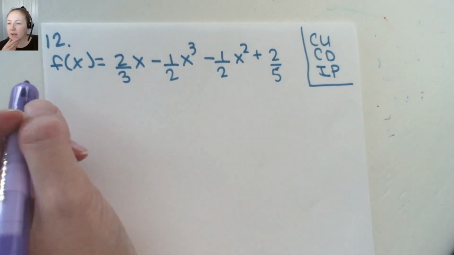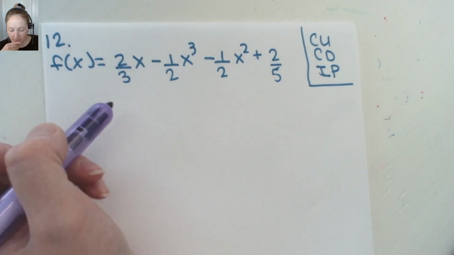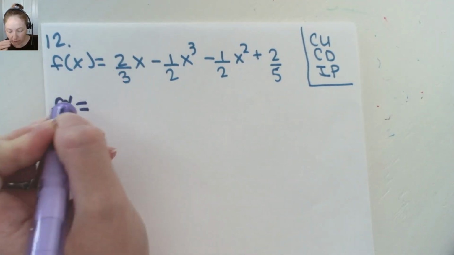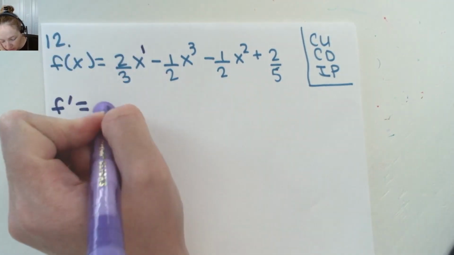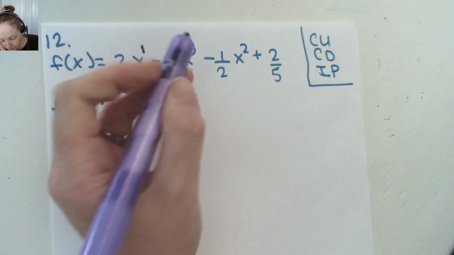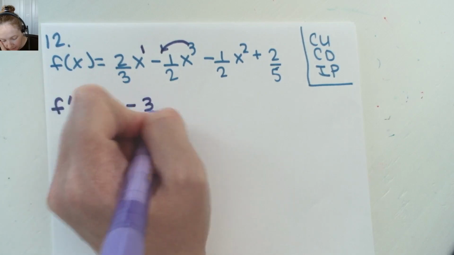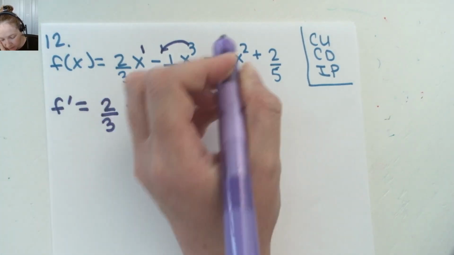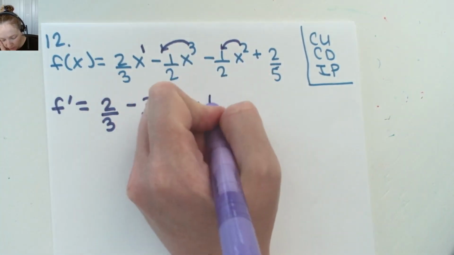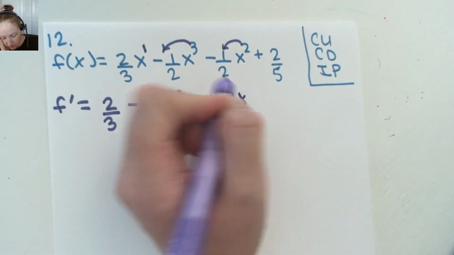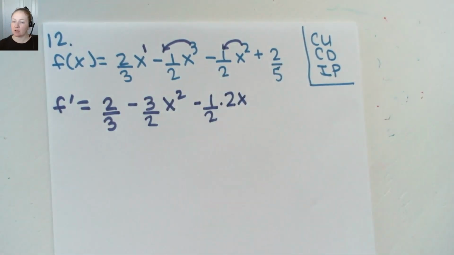Okay, so here looking at concave up, concave down, and inflection points. So we first take our first derivative. X to the first is going to be a linear term. Bring down the 3, get negative 3/2 x squared. 2 times 1/2, so we get 2x, and then the plus 2/5 is going to go to 0.